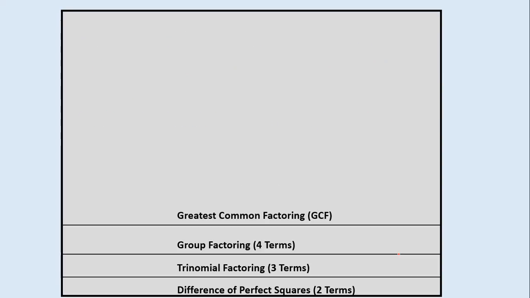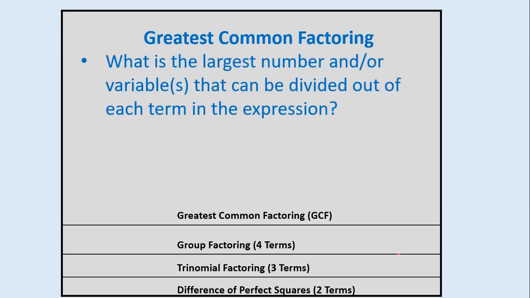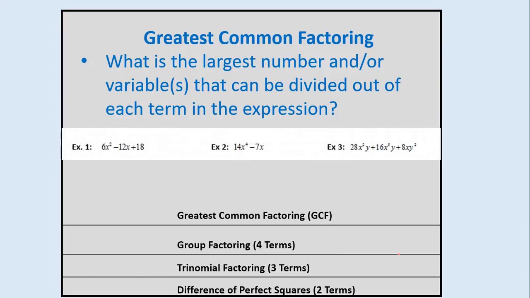So one particular kind of factoring is called greatest common factoring. You might have heard that more commonly termed as GCF. Basically the question you're going to ask yourself is, what is the largest number and/or variables that can be divided out of each term in the expression? So we've got a couple of examples here.